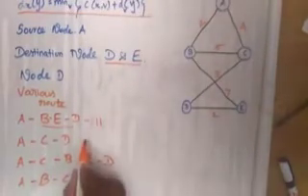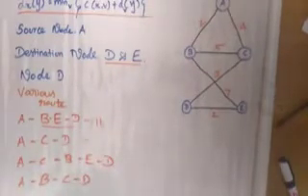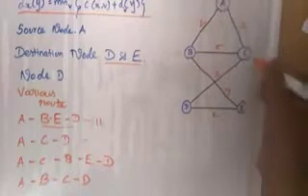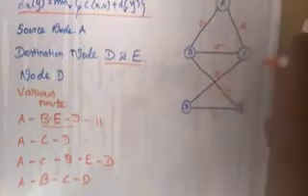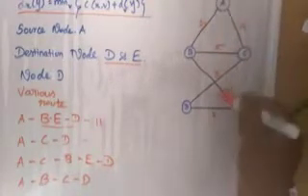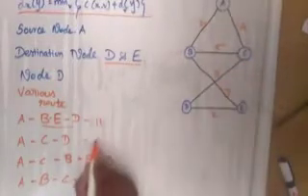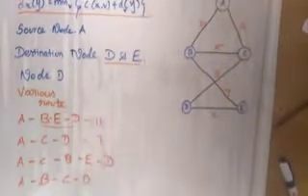Now take up route number 2. It is A to C and C to D. So what is the cost of A to C? It is 4. And what is the cost of C to D? It is 3. So 4 plus 3, it is 7.